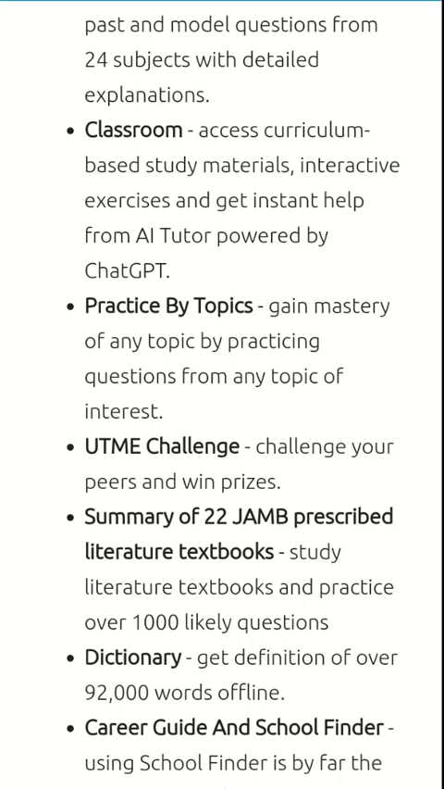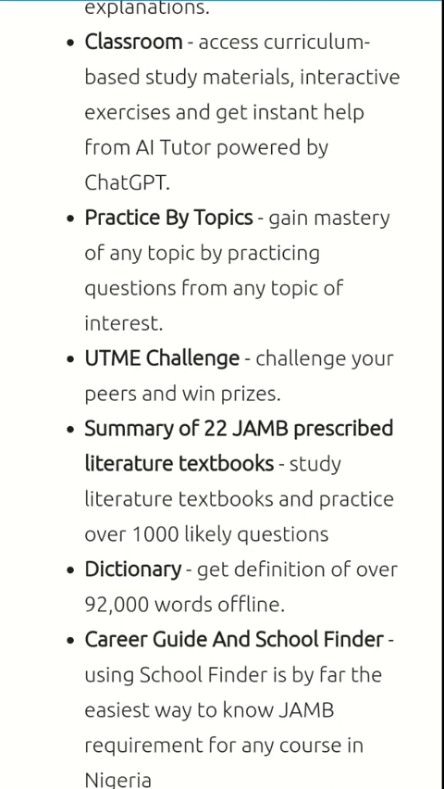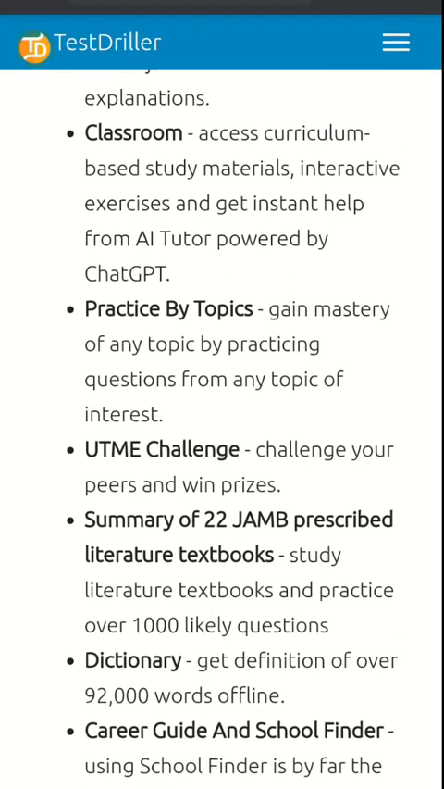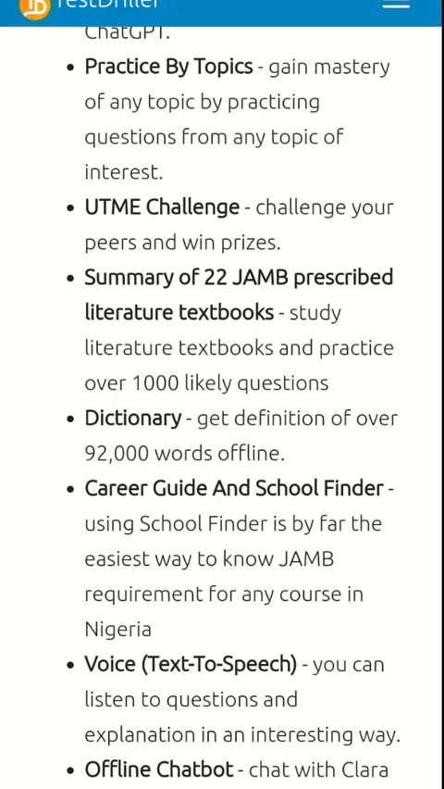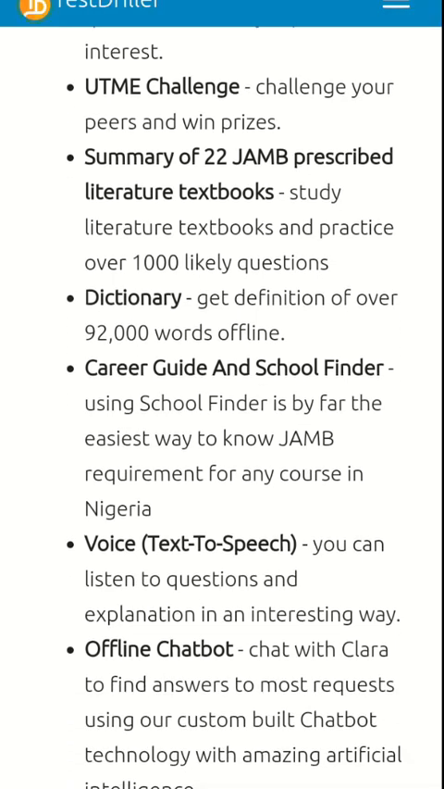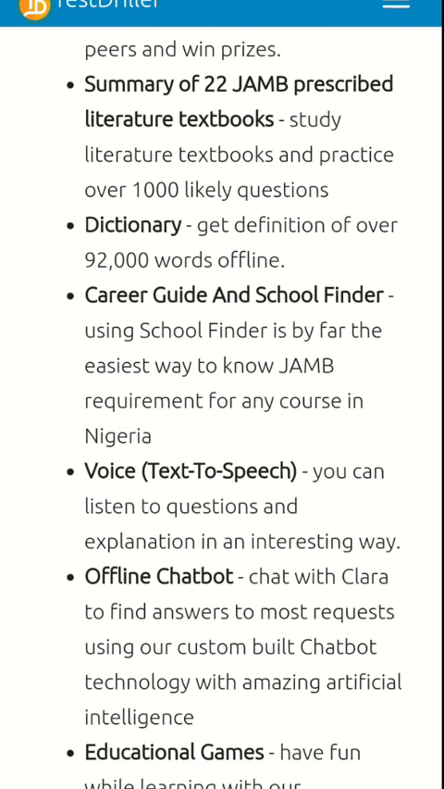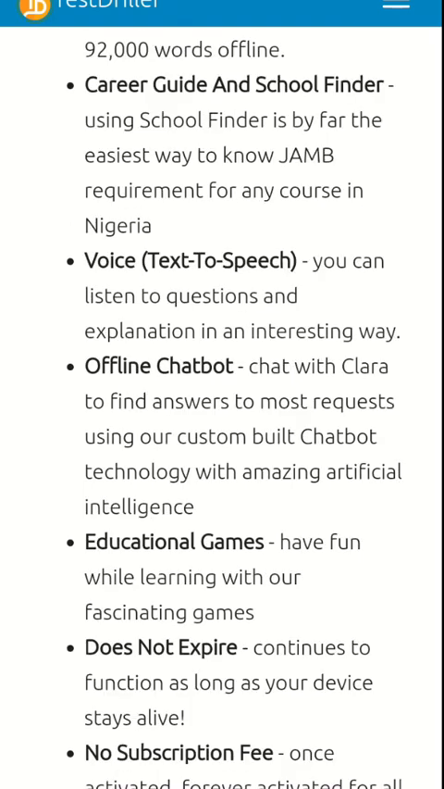Then it has a classroom, access to notes. You have notes on different subjects based on the JAMB syllabus, which you can use for your private study. Then you can also practice by topics. There's a UTME challenge. Then there's a summary of 22 JAMB prescribed literature textbooks for those of you that are writing literature. Career guide and school finder. Depending on the type of career that you want to pursue, it will help you get the schools that are offering the courses that you want to study, right?